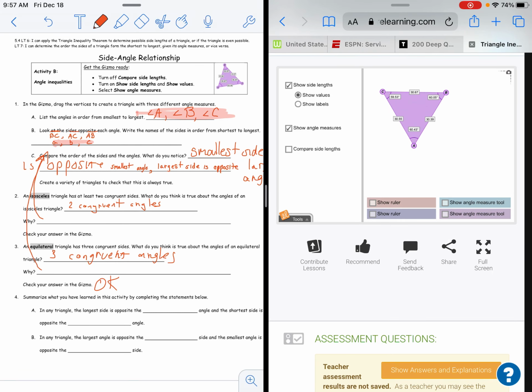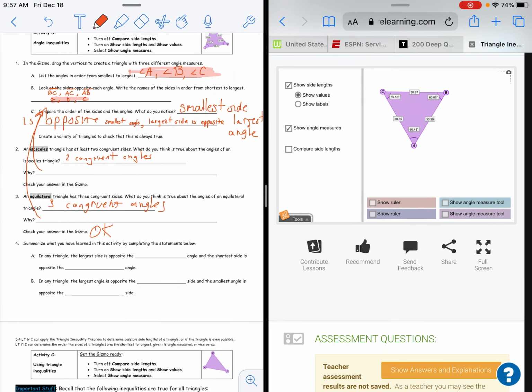To summarize, what have we learned in this activity by completing this statement? In any triangle, the longest side is opposite the largest angle, and the shortest side is opposite the shortest angle. Or we can go the other way. We can say the largest angle is opposite the longest side, and the smallest angle is opposite the shortest. I probably should have said smallest angle above, but oh well.